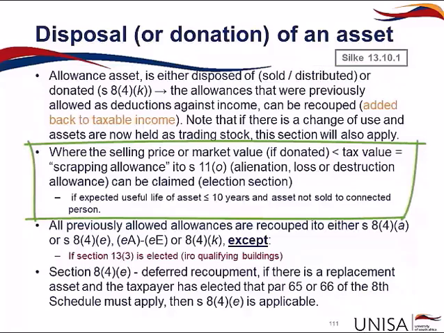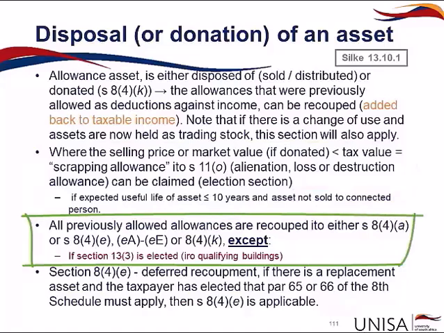Where the selling price, or the market value in the case of a donated asset, is less than the tax value, we have a scrapping allowance, and we could potentially get a deduction in terms of section 11O provided we meet the criteria. However, you must remember that section 11O is an elected section, so the taxpayer would need to elect section 11O if they qualify. What are the criteria? Well, if the expected useful life of the asset is less than or equal to 10 years and the asset was not sold to a connected person, then we can claim a section 11O deduction.